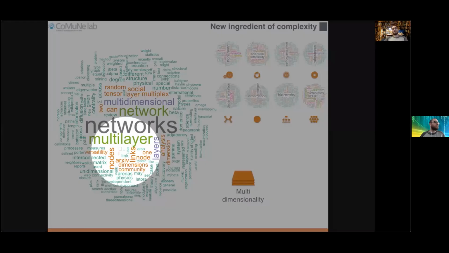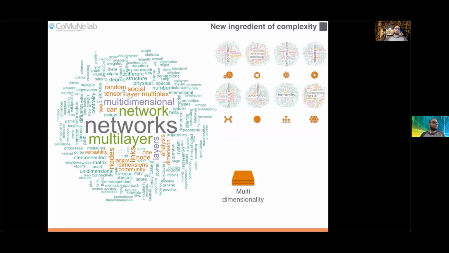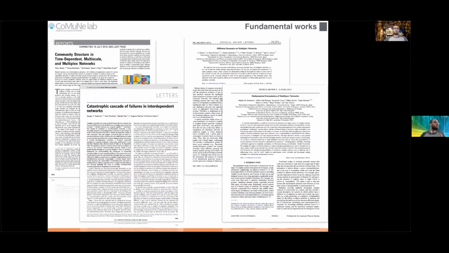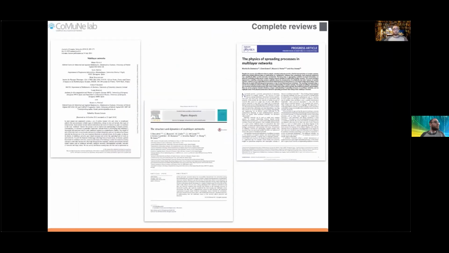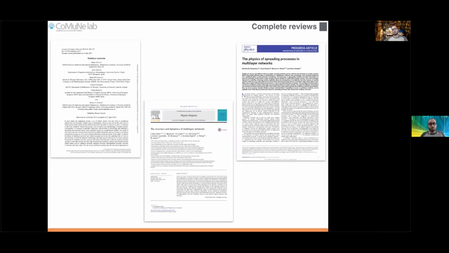Here are some of the most representative works that appeared almost one decade ago in some cases, and now provide the basis of what we define as multi-layer network science, together with these reviews. I strongly recommend reading them, even if they are updated only to 2014, 2016. They are pretty complete up to their time. If you want to know more about the theoretical foundations and also applications to a broader set of disciplines, I strongly recommend reading those papers.